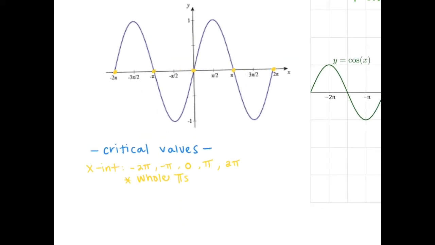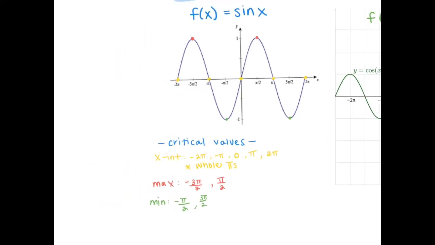Now let's take a look at my maximums. My two maximums in this picture are going to be negative 3 pi over 2 and pi over 2. In addition, we're going to have some minimums. So in this picture, I have negative pi over 2 and 3 pi over 2. Notice that I'm saying in this picture, that's because these curves go on forever and ever, so I really could write them forever as well.